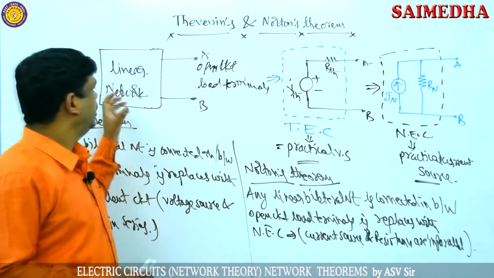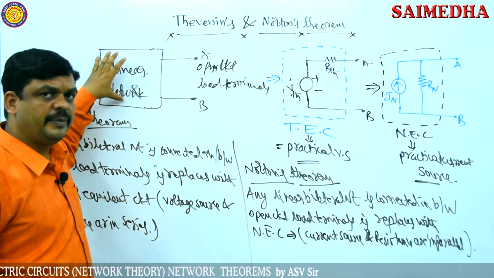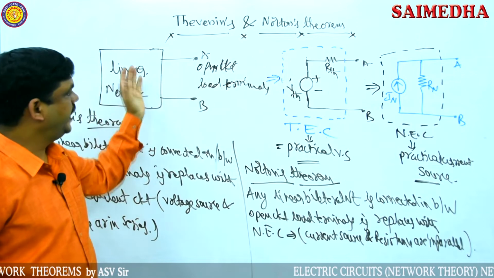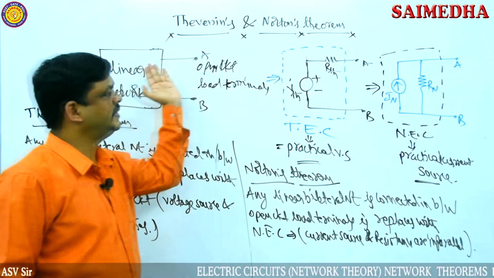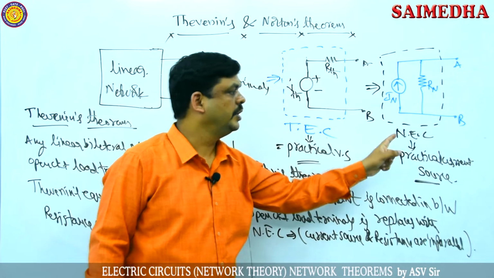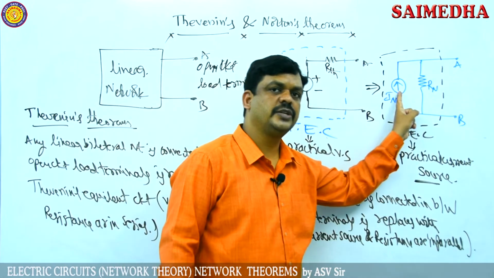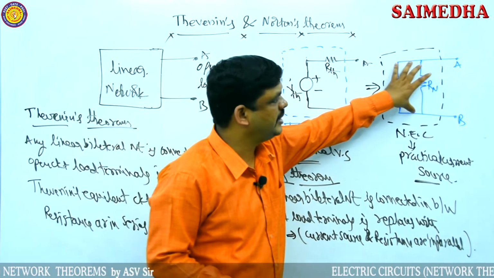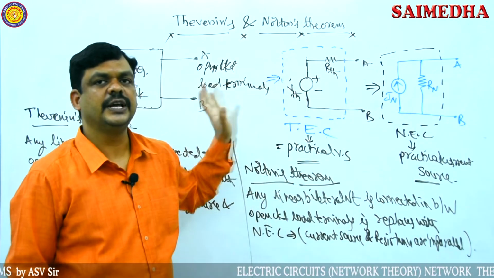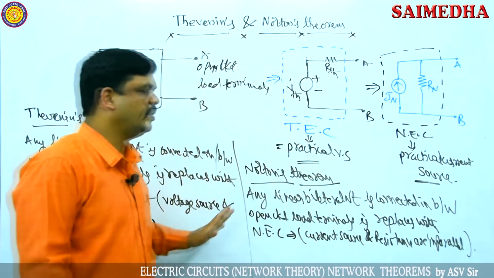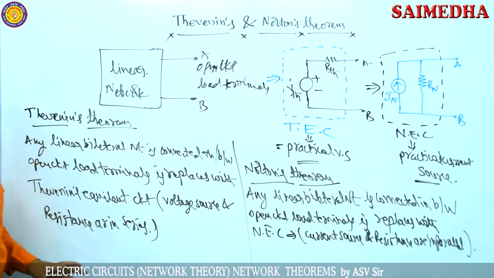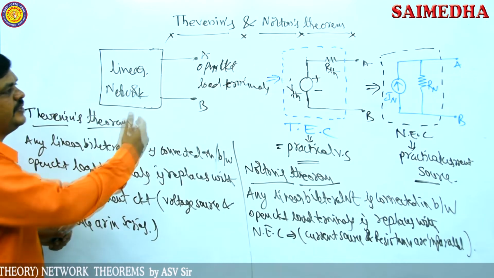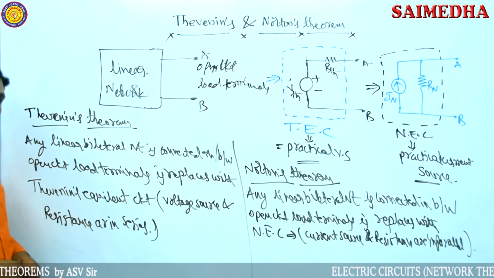So like this, any linear bilateral network connected in between open circuit load terminals should be like this, and this complete linear network is replaced with Norton's equivalent circuit, which consists of one current source and resistance both in parallel combination. This gives the Thevenin's equivalent circuit and Norton's equivalent circuit. Here I wrote the statements of Thevenin's theorem and Norton's theorem. Later I will explain what the VThevenin, RThevenin, RN and IN values are here.